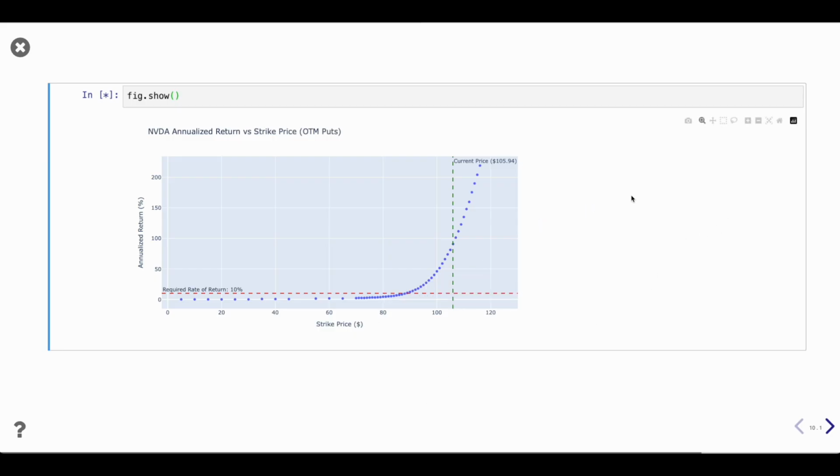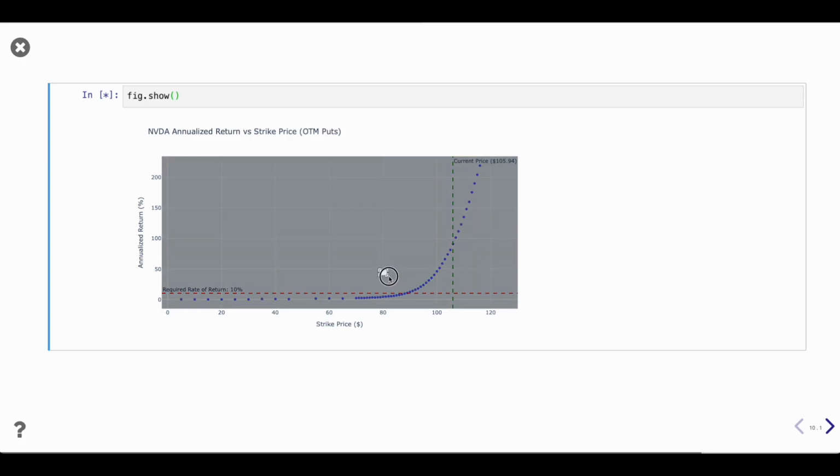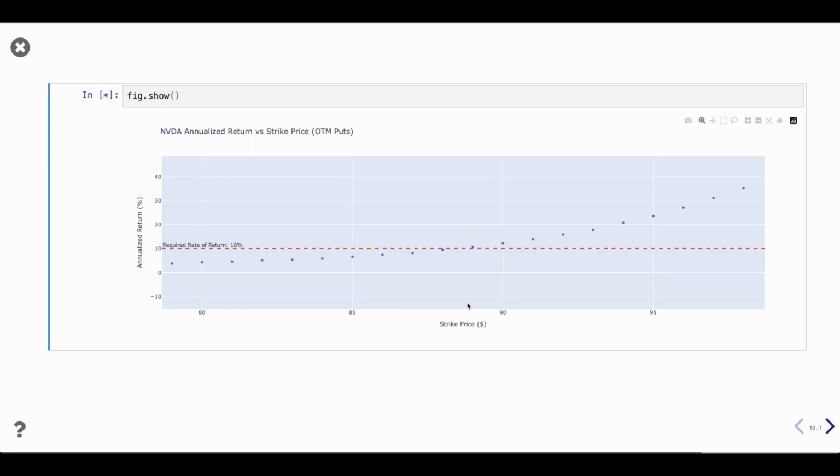And we can actually zoom into the chart. Since we're dealing with Plotly, we can just specify an area we want to zoom into. And you can see here that eventually the option gets further out of the money, and the associated rate of return is going to get lower and lower, and then below our required rate of return at 10%.